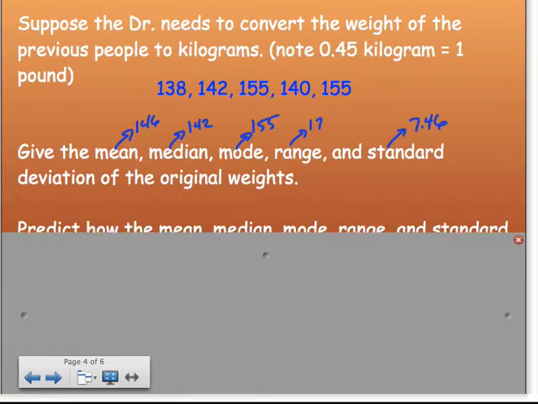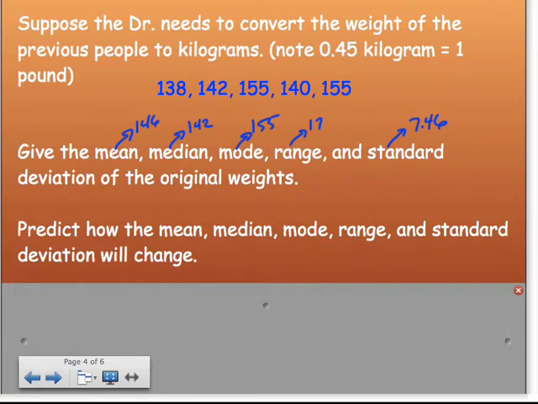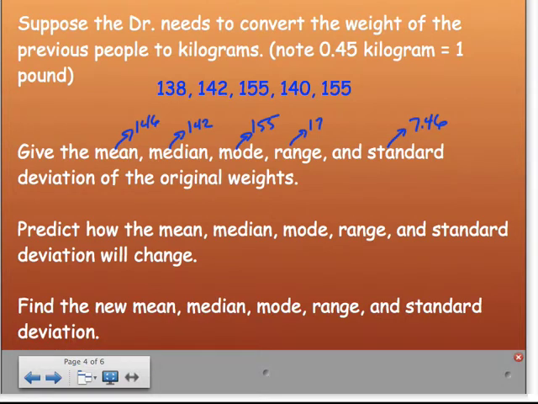But then we can kind of go, okay, well, what might happen? When I multiply all these numbers by 0.45, the reason I'm multiplying is because I want to get them to kilograms. And the way I get them to kilograms is to multiply by 45%. 45% of a pound would be a kilogram. Okay, what's going to happen? Well, let's just go ahead and figure it out. I want to find the new median, the new mode, the new mean, the new range, and the new standard deviation. So the first thing I'd probably do if I were you is convert them all.